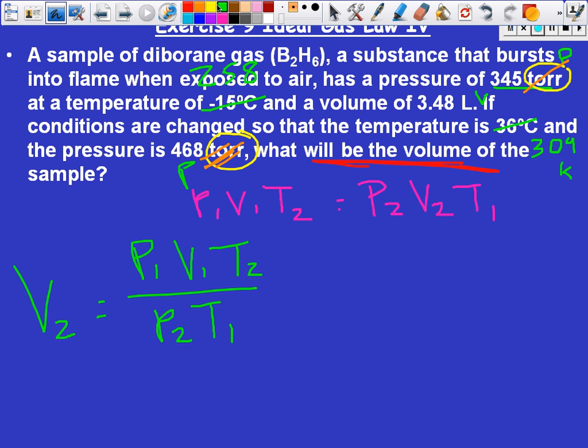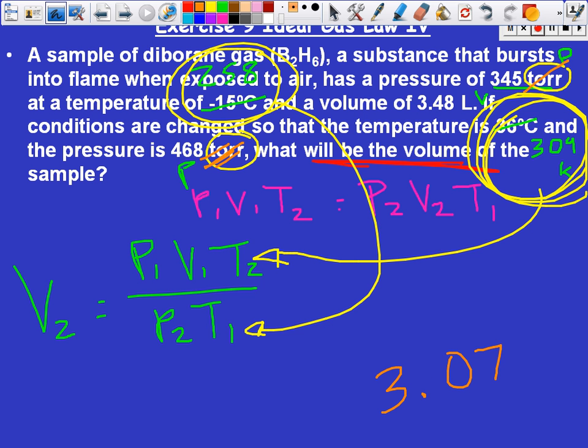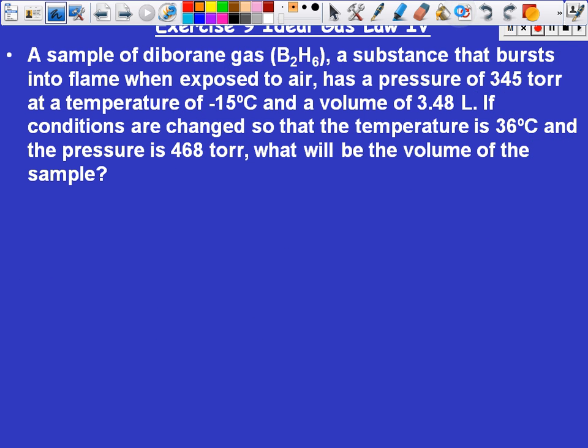Now, you can take your numbers that are given in the problem and plug them in, but remember, this is very important. This 309 is T2. Please make sure you plug it into the top. And this 258 is T1. Please make sure you plug it into the bottom down there. I'm going to go ahead and give you the answer so you can make sure you get it correct. It is 3.07 liters. So make sure you solve it and make sure you get the right answer there, okay? All right, moving on.